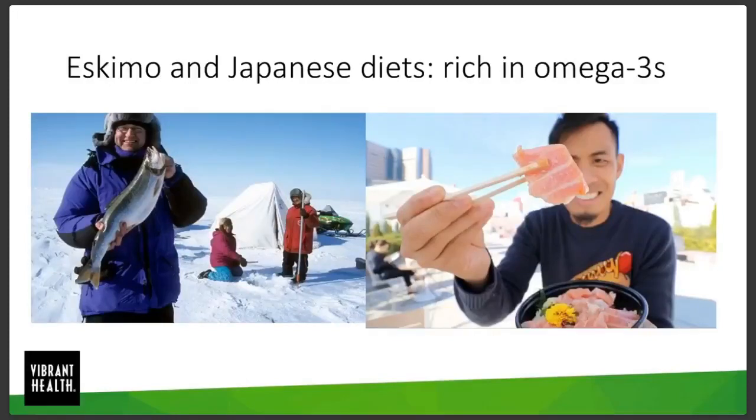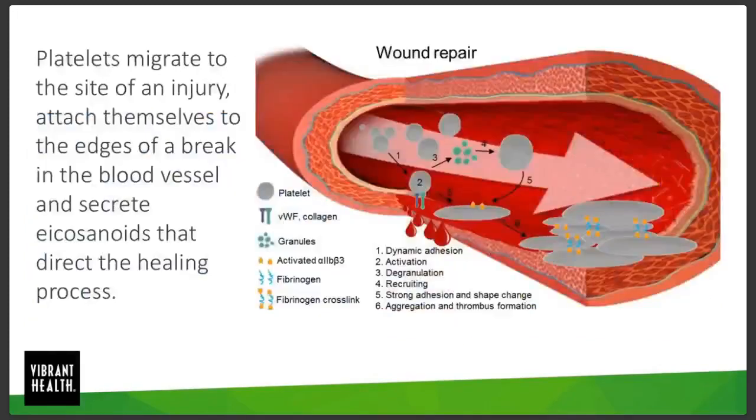In a nutshell, it makes your blood less viscous, less sticky, and less prone to form random clots. The multitude of clear platelet cells floating through your blood are part of the complex system that clots blood to halt its loss when you are injured. They quickly migrate to the site of the trauma, attach themselves to the edges of a break in the blood vessel, and secrete eicosanoids that direct the healing process. They're always ready to do their job. That means they are always prepared to clump together or aggregate.